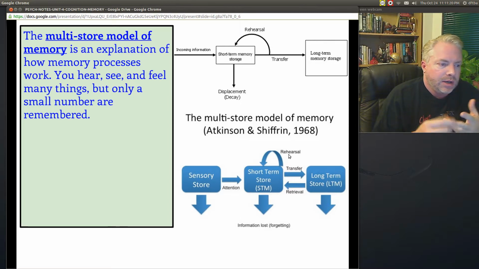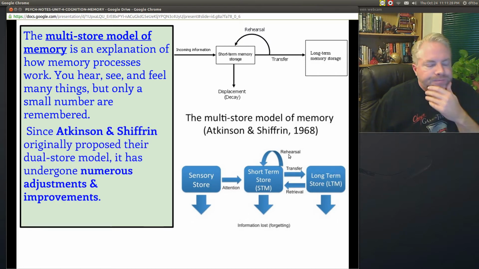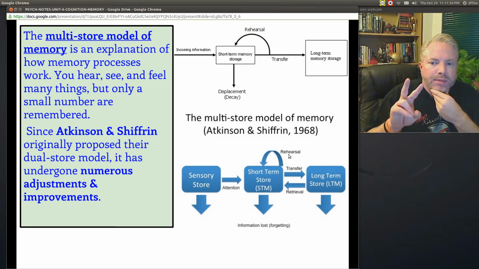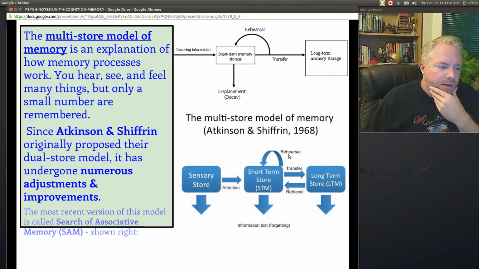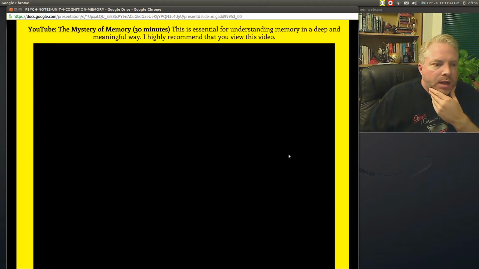You see, you hear, you feel many things, but only a small number of things are really remembered, or at least we seem to have access to them anyway. Atkinson and Shiffrin originally proposed their dual storage model, which is what's on top there, which is short-term memory and long-term memory. But it has undergone a bunch of adjustments, and the most recent adjustments are at the bottom.